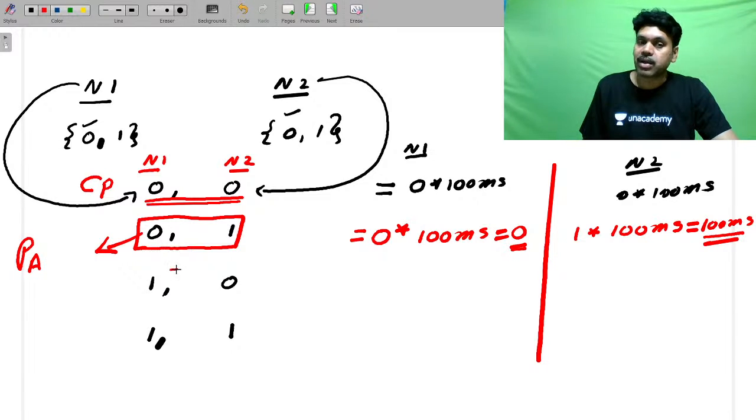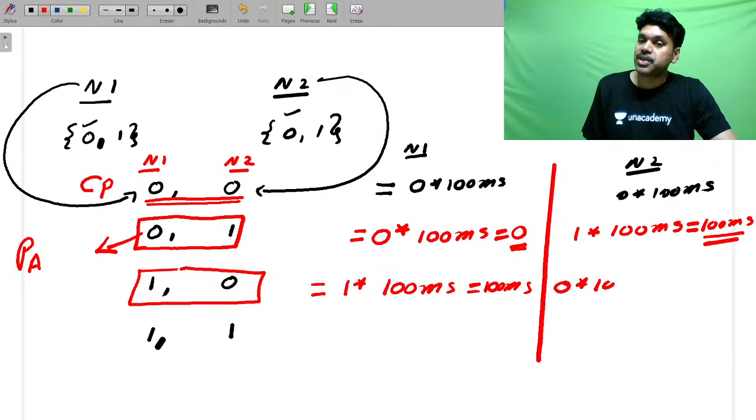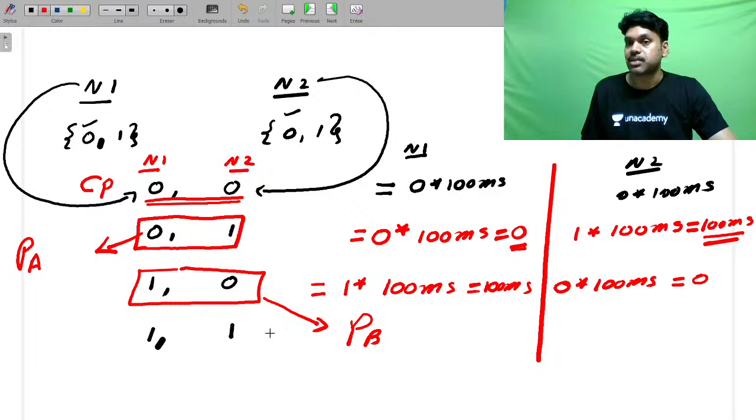And the next slot, if I choose 1 and the other guy chooses 0, what will happen? My waiting time is reversed. It is 100 ms. And as the other chooses 0, his waiting time is 0 into 100 ms. It is 0. Therefore, who will win the race here? The winning capability is with B. So in this case, B will win the race.